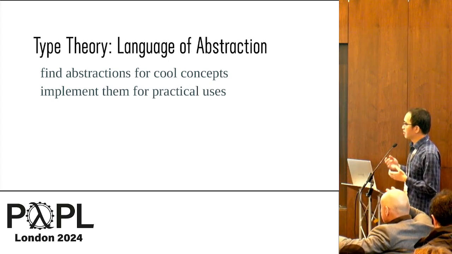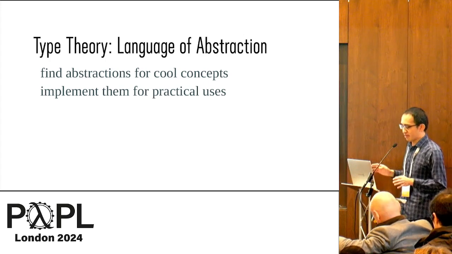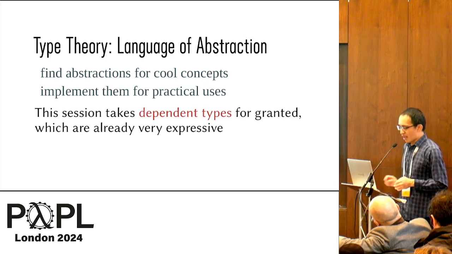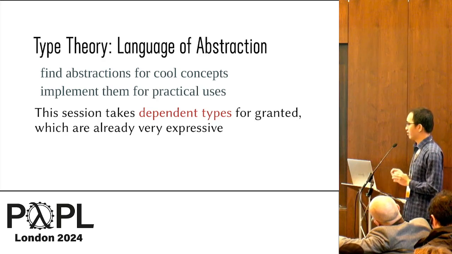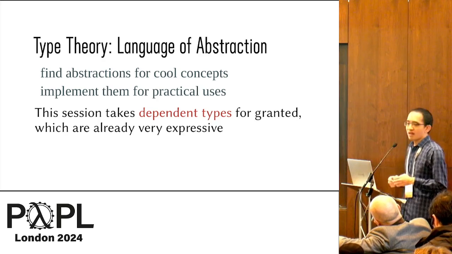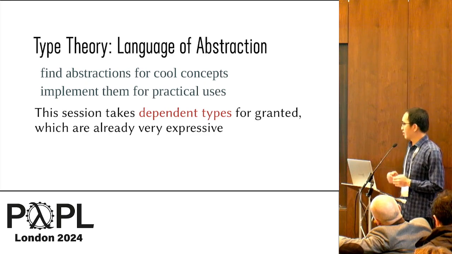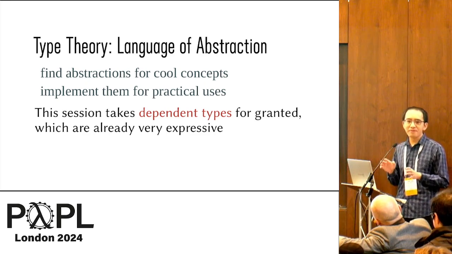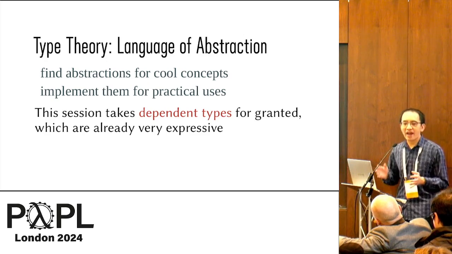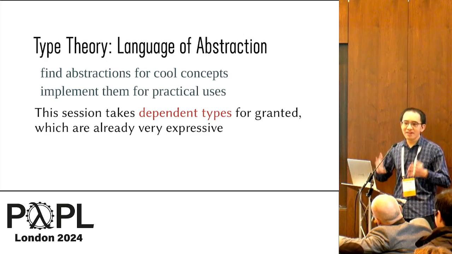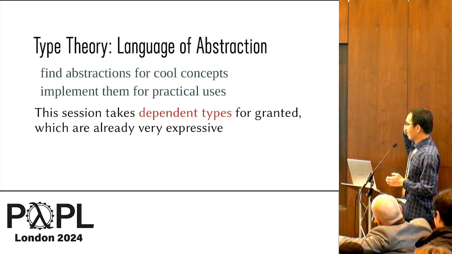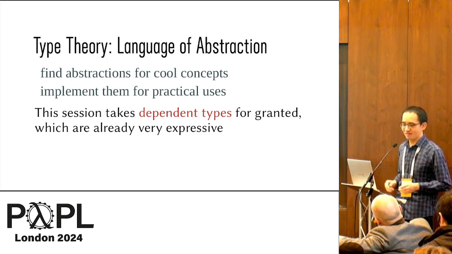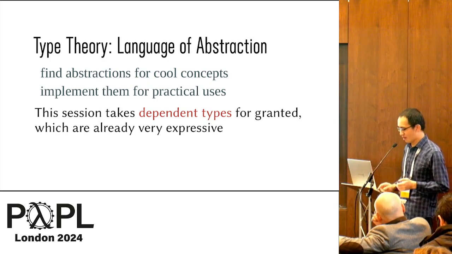So you are going to see papers dealing with this tool. And in the type theory session this year, every paper takes dependent types for granted. I don't have time to explain these, but they are already very powerful. And we're not satisfied. They're trying to find even more things and then add those along with the dependent types all together into the theory. So that's what this session is about.